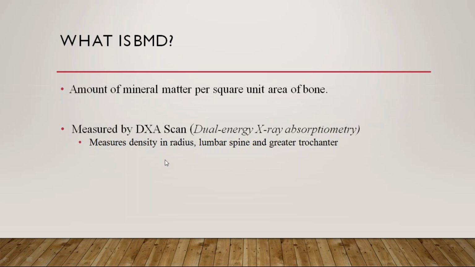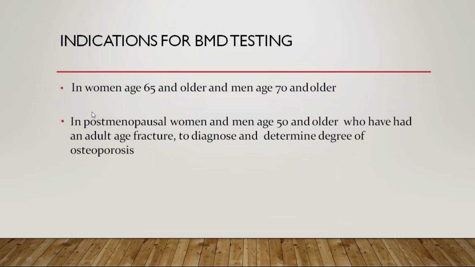At what parts will they measure? The radius, lumbar spine, and greater trochanter. These 3 areas can be measured by DEXA scan to assess bone mineral density. What are the indications for bone mineral density testing? In women more than 65 years and men more than 70 years, we can go for BMD testing, whether or not they have symptoms. That is not a problem.